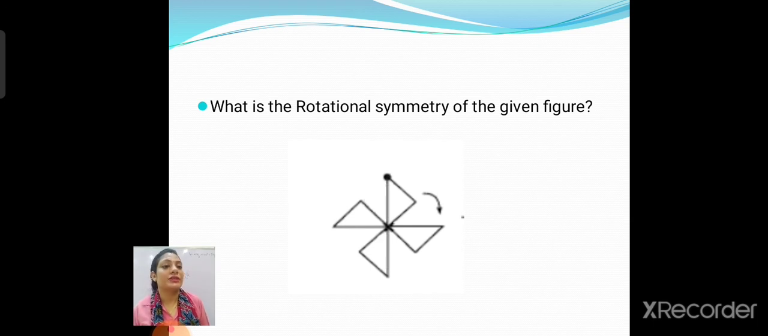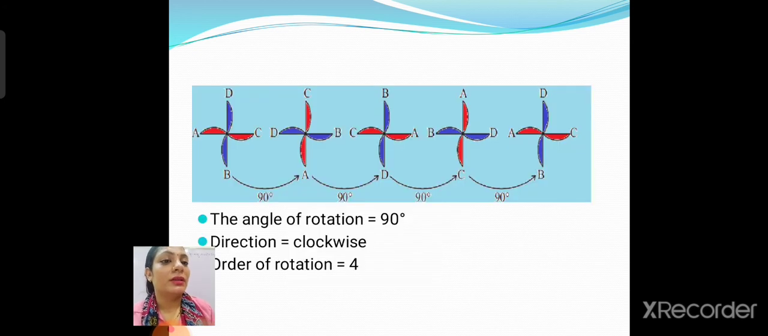What is the rotational symmetry in the given figure on your screen? First, D is on the top. Now D is on the left side. Again D is down, and again on the right side, and again in the upper one. So how many folds are there? We have rotated through an angle of 90 degrees, and 4 times we have done this. So what is the order of rotation? That is 4. And what is the angle of rotation? That is 90 degrees.